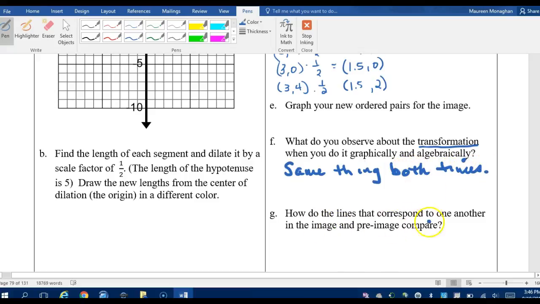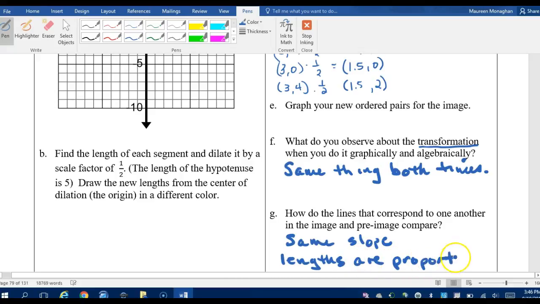How do lines that correspond to one another in the image and pre-image compare? So they have the same slope, and the lengths are proportional. Same as the previous one. Proportional. I'm not going to write all that out. Okay. This concludes our lesson on dilation and proportionality.